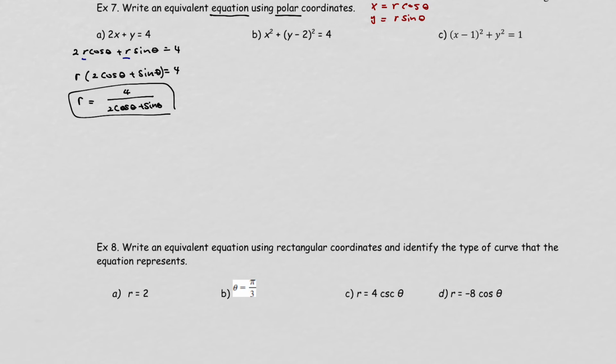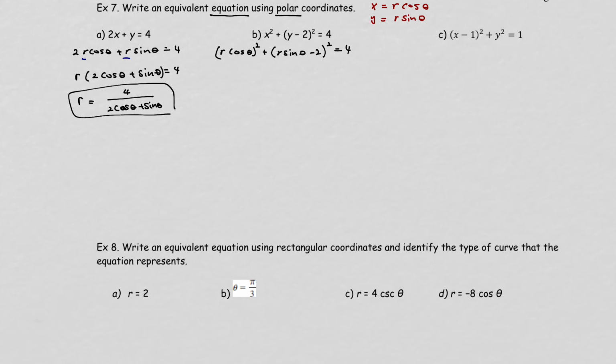What about this one? Do the same thing, just replacing x with r cosine theta. So you have a square of that, plus y, r sine theta, minus 2, squared, equals 4. Once you replace it, the next thing you want to do is simplify and solve for r. In order to simplify, you need to get rid of parentheses. So let's distribute this. And when you're trying to distribute, these are 2 terms, so you need to FOIL that.